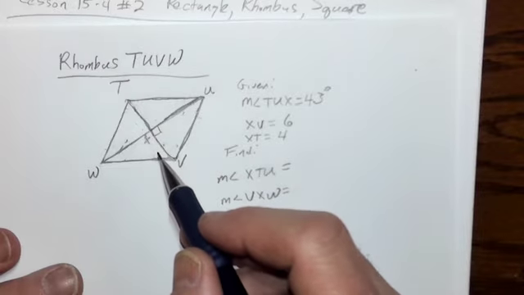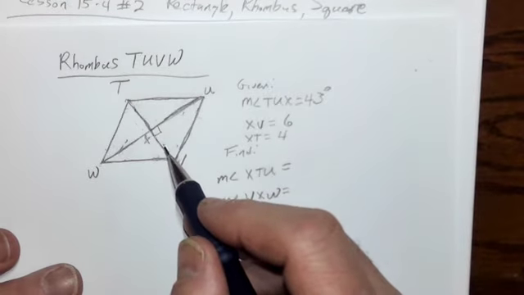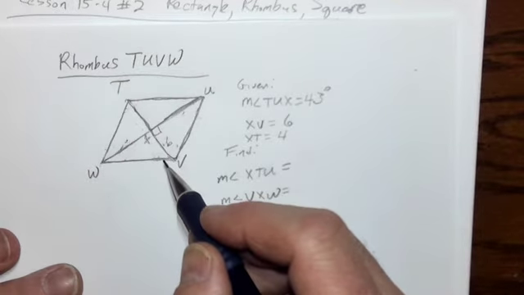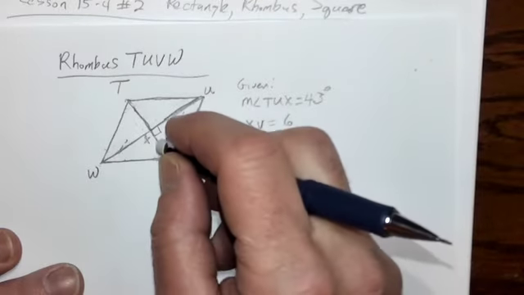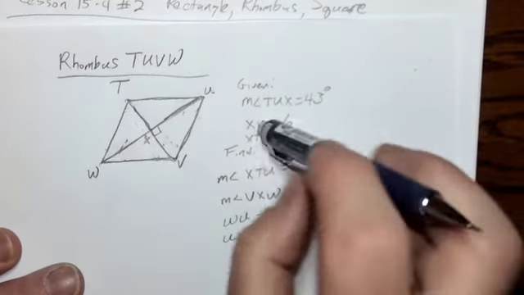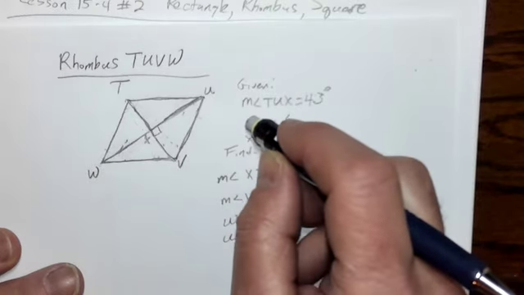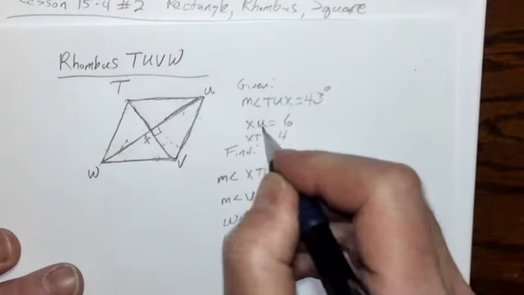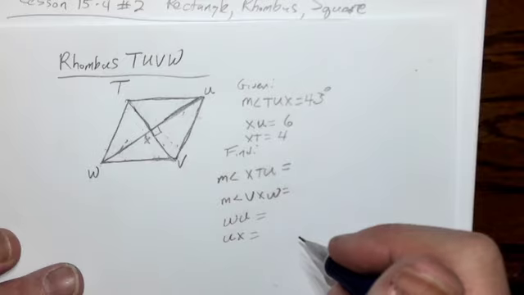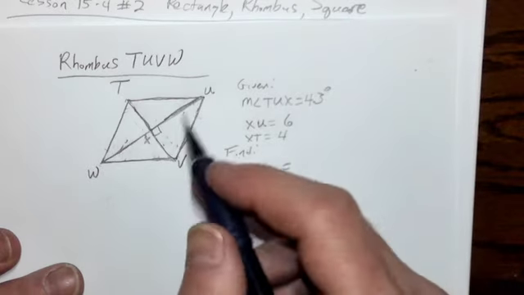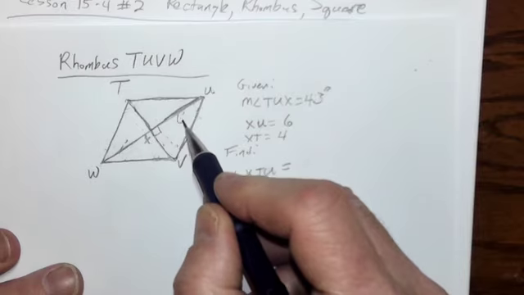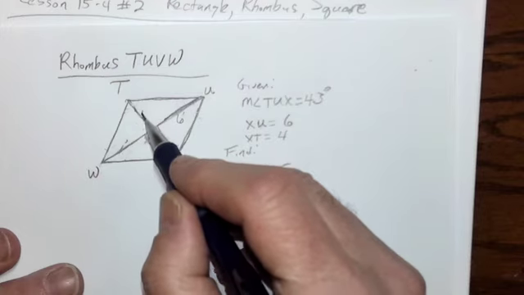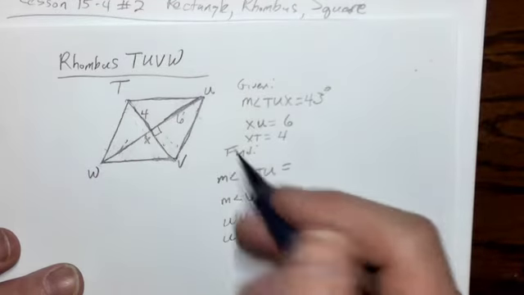XV is 6. Wait a minute, I messed up again. That should be XU is 6. Okay? So XU is 6. Helps if I have the correct information. And XT is 4. Okay, that's all the information they gave me.